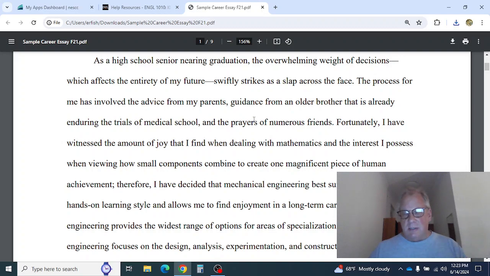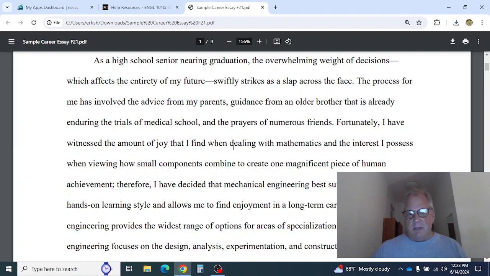Starting to get into section 1 here. The process has involved advice from parents, guidance, right? When you're a high school senior trying to figure out what you're going to do for the rest of your life, it can be a lot of pressure, and it certainly is for him. But now he's going to get into why he wants to get into engineering.